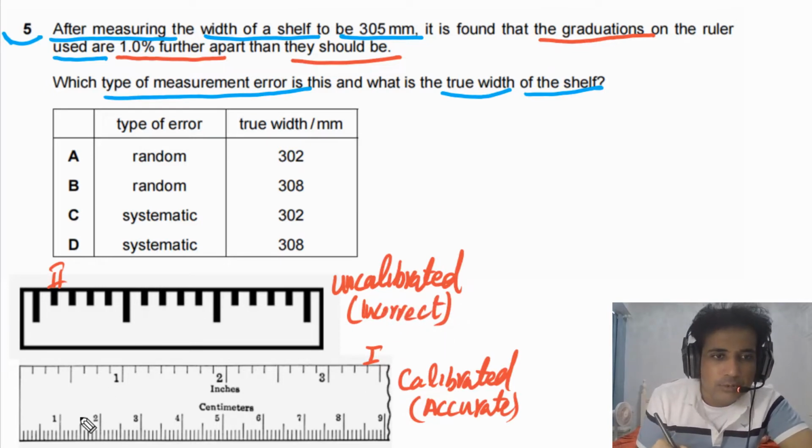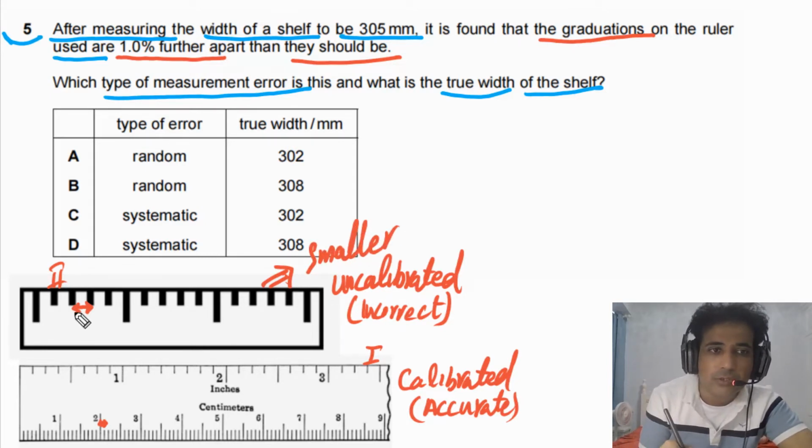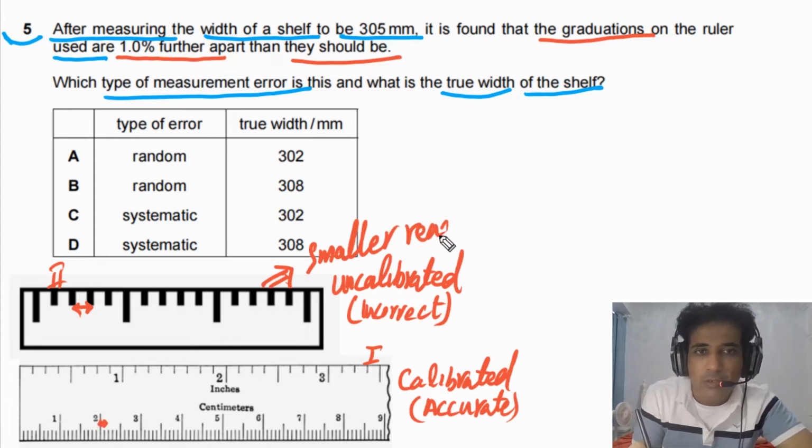Now let's try to understand the difference between these two. If you look at the first one, 1 millimeter is this long. But if you look at the uncalibrated one, 1 millimeter is longer than the previous one. It simply means that if we use this one and take a reading of any object, the reading will be smaller than the actual, because in this case 1 millimeter is longer than an actual 1 millimeter. So we will get smaller measurements than actual.